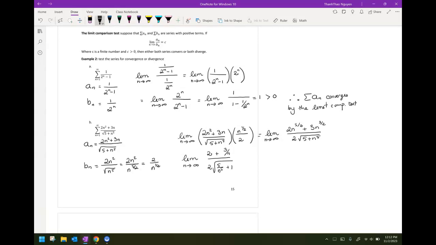Okay. As n approaches infinity, this term goes to 0. This term also goes to 0. So then I have 2 plus 0 divided by 2 times the square root of 0 plus 1. This makes 1, which is greater than 0. Therefore, the series a sub n is convergent by the limit comparison test.